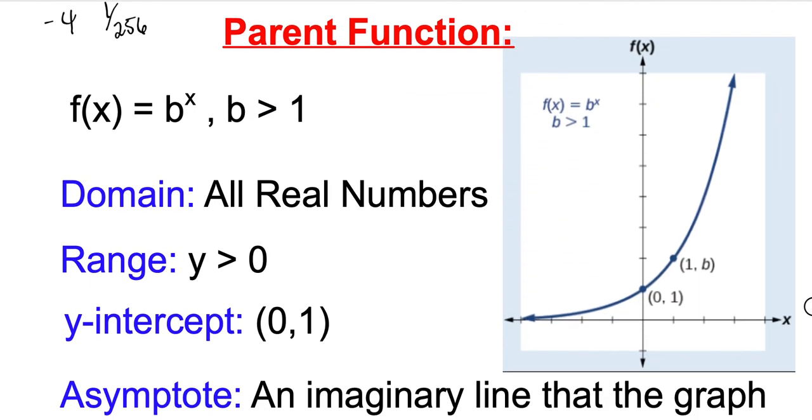This is the parent function, okay? And you should recognize that b to the x, b is greater than 1. And that's for a growth function, okay? And everything here should look familiar because we just did this one, but this is a general function, okay? A point that all of these will go through, unless you transform them using pluses or minuses with the x or the y, is 0, 1, okay?